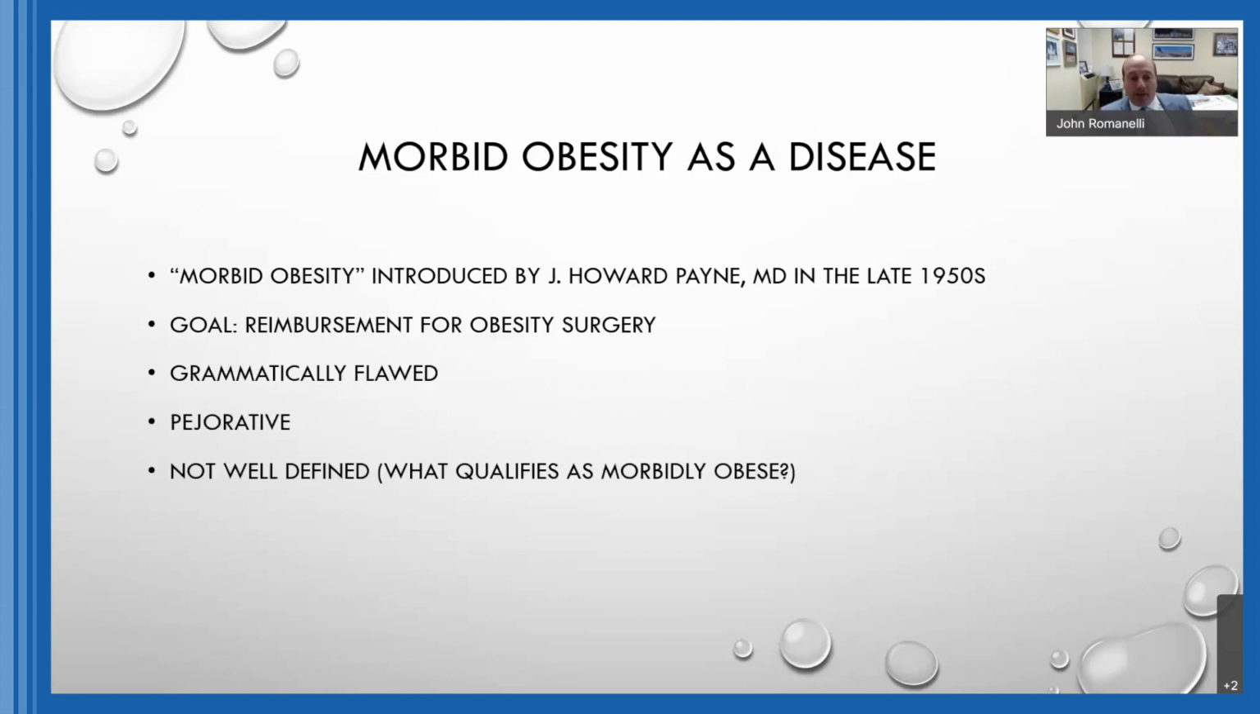Now, morbid obesity as a disease was introduced by the surgeon Howard Payne in the late 1950s. And ironically, his goal was to get paid to do obesity surgery. So even 60, 70 years ago, we were fighting with the insurance companies to appropriately cover patients' needs. The problem is it's a grammatically flawed term. It should be morbidly obese, not morbid obese. And it's pejorative. What does morbid mean? Who in the audience feels very morbid right now? And it's also not well defined. What is the difference between just plain obese and morbidly obese?